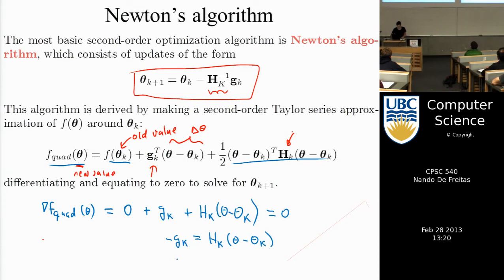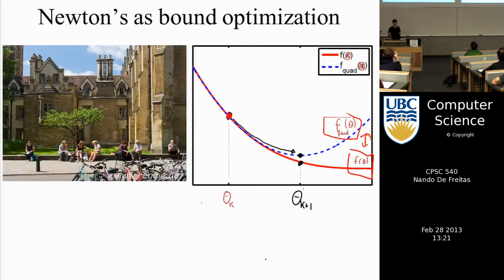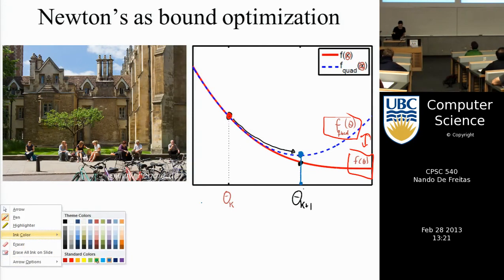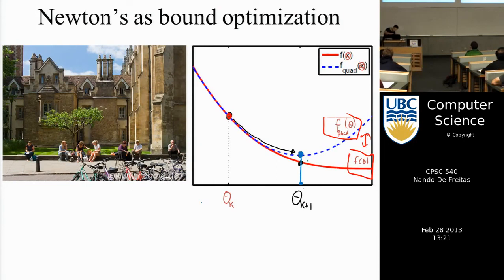In other words, the optimal theta will be equal to theta k minus hk inverse times gk. We multiply by the inverse on the other side and move theta k to the other side. And so that's the update for the Newton method. That's where it comes from. In the picture, we're doing a quadratic approximation. We find the minimum of the quadratic, which is this point here in blue. So that's theta k plus 1. And then at the next iteration, we repeat the process. Once again, we find a quadratic here.